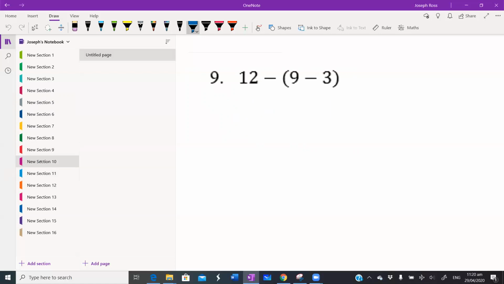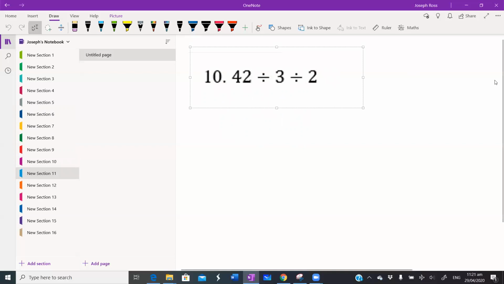Now question 9, do we have any brackets? Yes, we do. So we need to work out what's inside the brackets first. 9 minus 3 is 6, so we've got 12 minus 6. And if we work out 12 minus 6, that's 6.